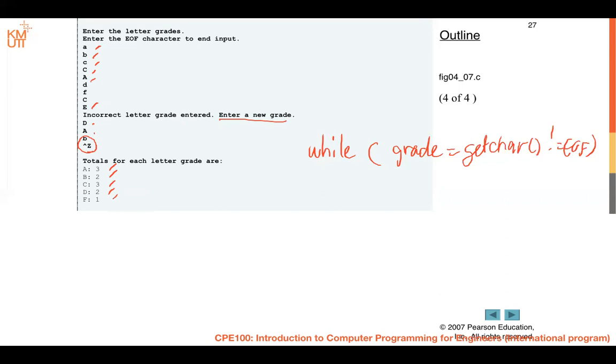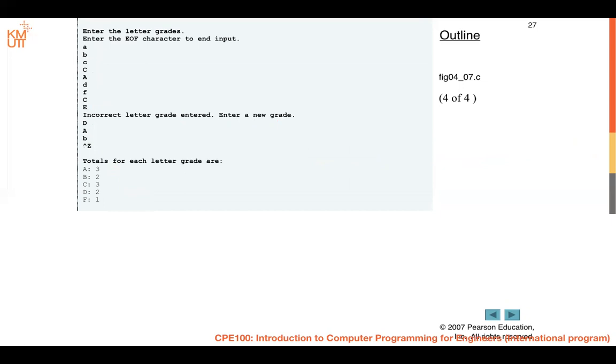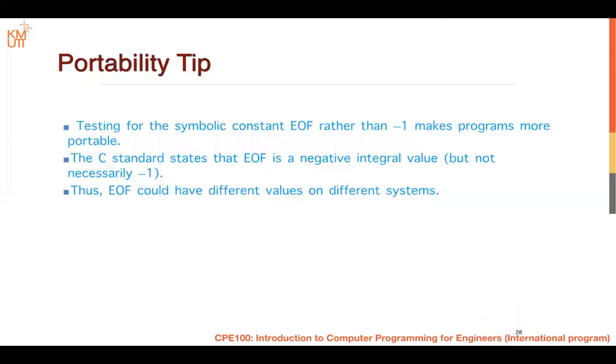Okay, this is the one. I just want to show you the program of how to check for the grade, input grade: A, B, C, D, in character. This is a portability tip: test for the symbolic constant EOF, which stands for end of file, rather than -1, makes the program more portable. You can use it on different kinds of devices, according to the end of file.